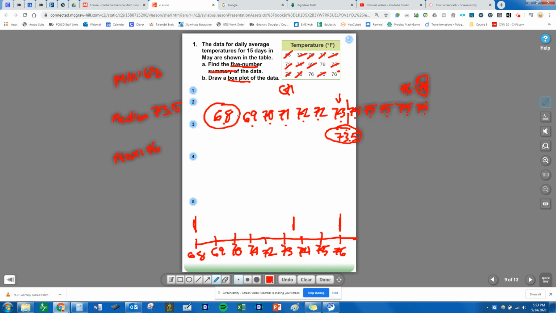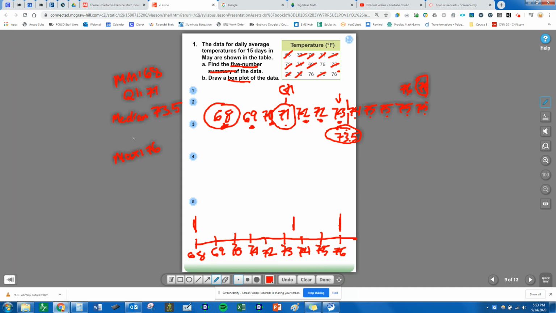Q1 is the median of this section, so you partner them up again, 68 with 73, those two, these two, and our Q1 is 71 here. Okay, quartile 1 is what that's called, and it's 71.